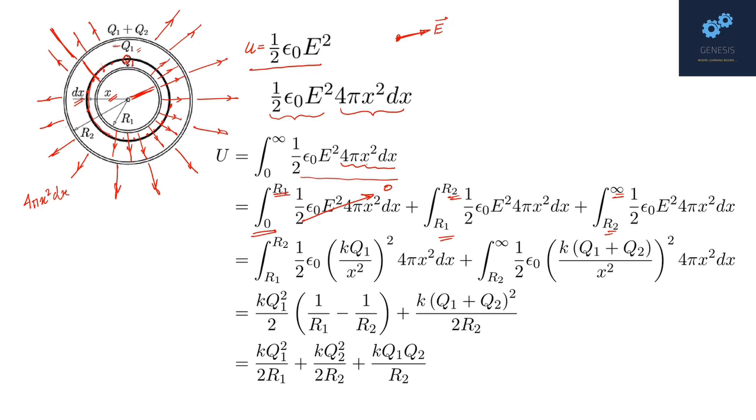In the second part, in r1 to r2, the field is only due to q1. I trust you are able to see this, and therefore instead of E here, I write (k q1 by x square) whole square. And from r2 to infinity, the field is due to q1 plus q2, and therefore I write this as (k (q1 plus q2) divided by x square) whole square. Now I leave the calculation up to you. If you do the calculation, you will get the total energy as the same as before.